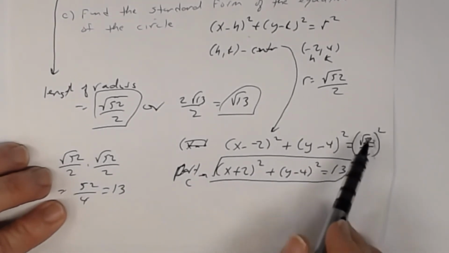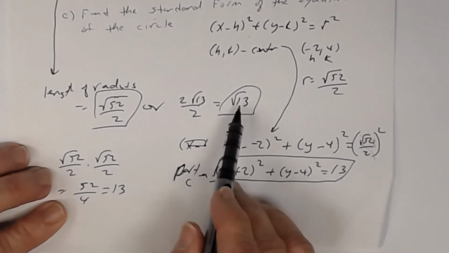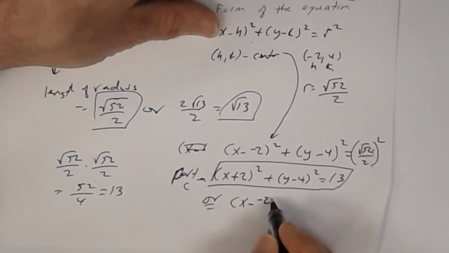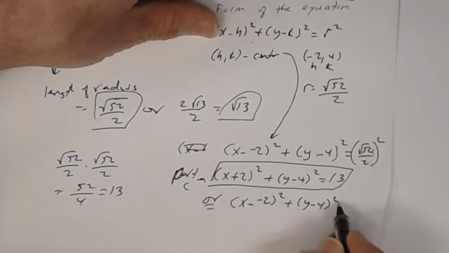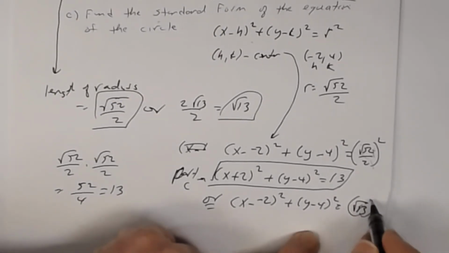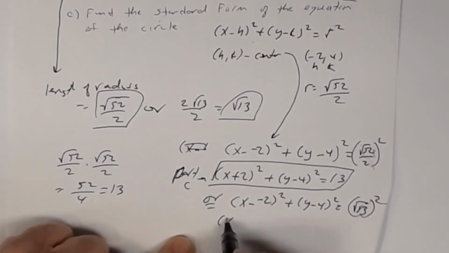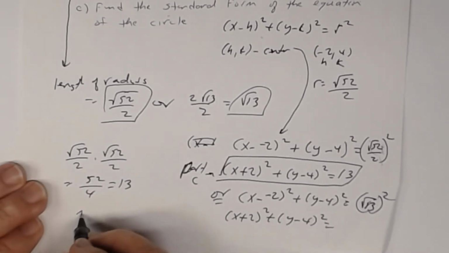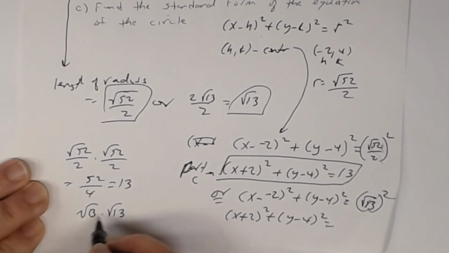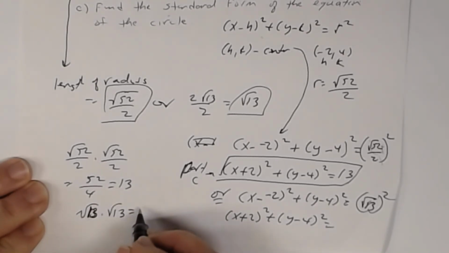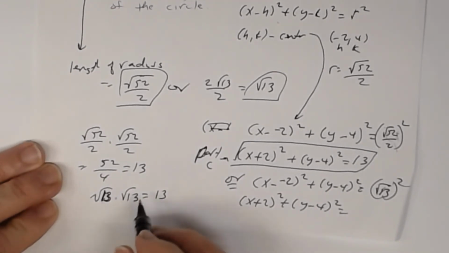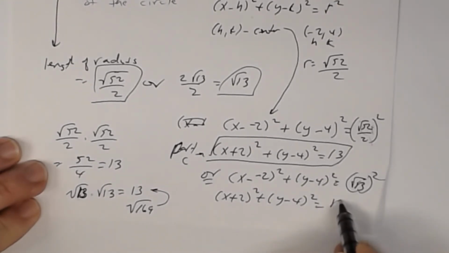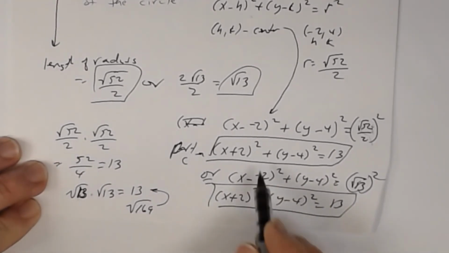Now, here's the thing. You see how I used this as my radius? Someone else could have used this. So I want to show you you get the same thing. X minus the negative 2 squared plus y minus 4 squared equals the square root of 13 squared. So that becomes x plus 2 squared plus y minus 4 squared equals the square root of 13 times the square root of 13, that's 13. All right, so you see you get the same thing, regardless of which one you use.